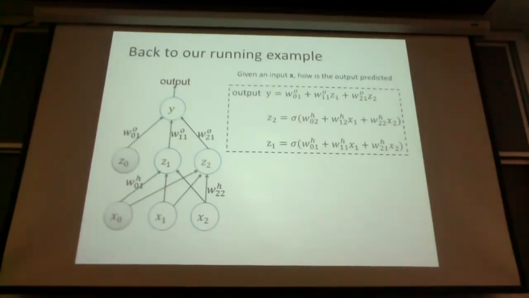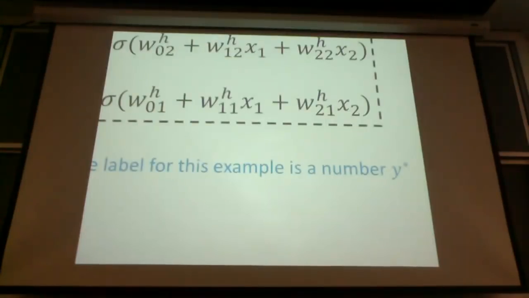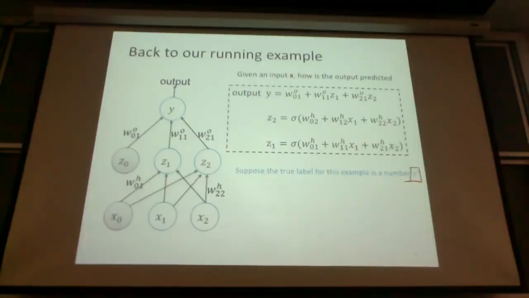In our specific example, we just saw that given any input, you can predict the output by tracing the information in the forward direction. It's called the forward direction because that's the direction of all the arrows. Now, let's say that we have an example x that has the true label y star. It's a number because we have a regression problem. Remember, the output neuron is linear, so it's a real number.